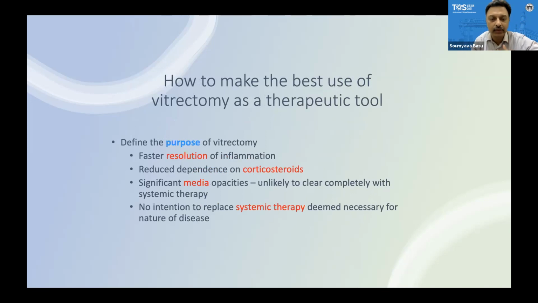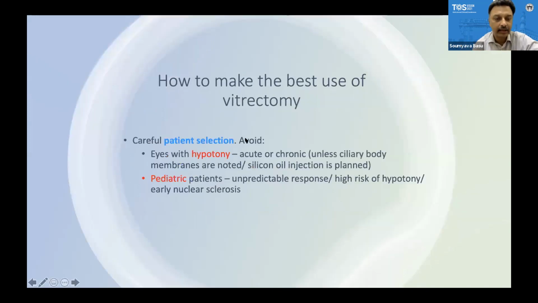Now, to best use vitrectomy as a therapeutic tool, you have to clearly understand the purpose of doing the vitrectomy. The purpose is faster resolution of the inflammation and reduced dependence on the corticosteroids. Also, to remove the media opacities. Vitrectomy can never replace the role of systemic therapy, be it the anti-inflammatory systemic therapy, for example, in sarcoidosis, or the antimicrobial systemic therapy, for example, in tuberculosis. So we have to clearly understand why we are doing the vitrectomy. And second thing is we have to select our patients very carefully.